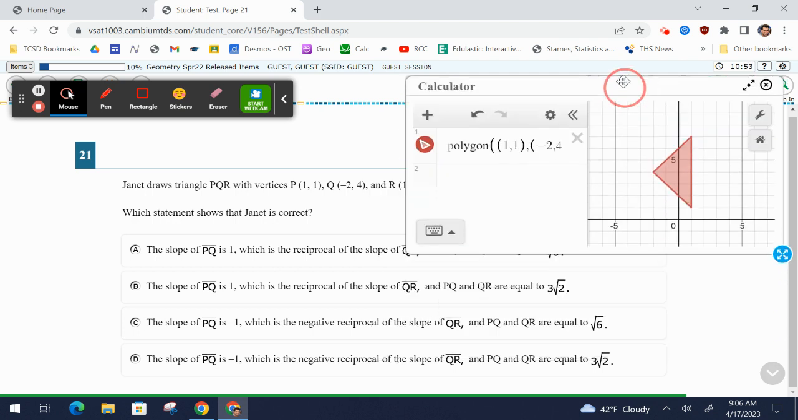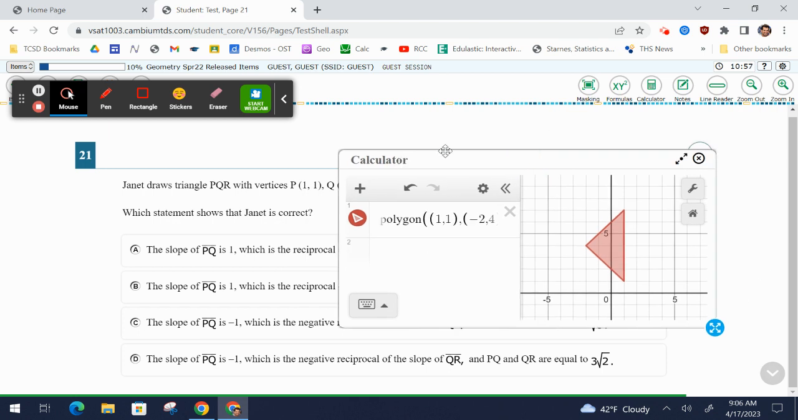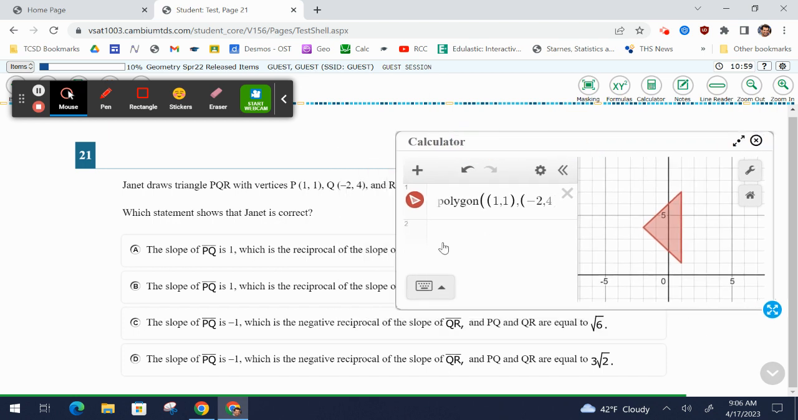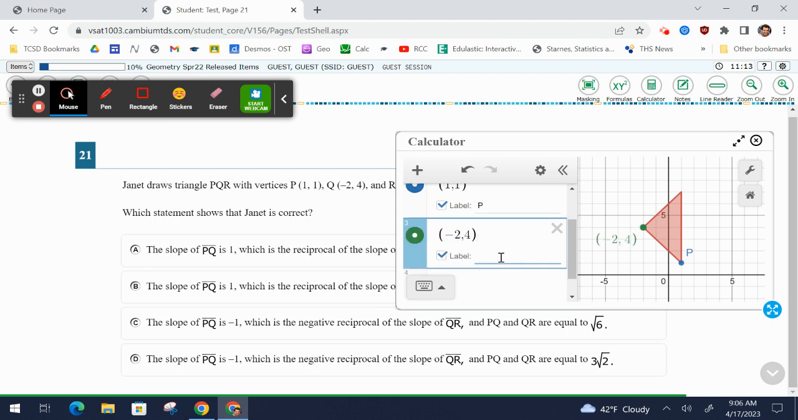Okay, so let's find the slope of PQ. So P is the (1, 1). If you want to, real fast, you could do (1, 1) and label it as P. Again, it just depends on how much time you have. And then (-2, 4) and label it as Q. And maybe don't waste your time labeling the last one, because it's R.